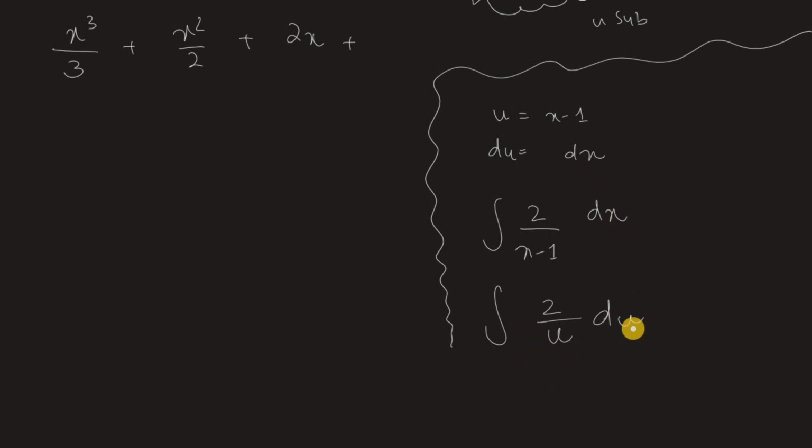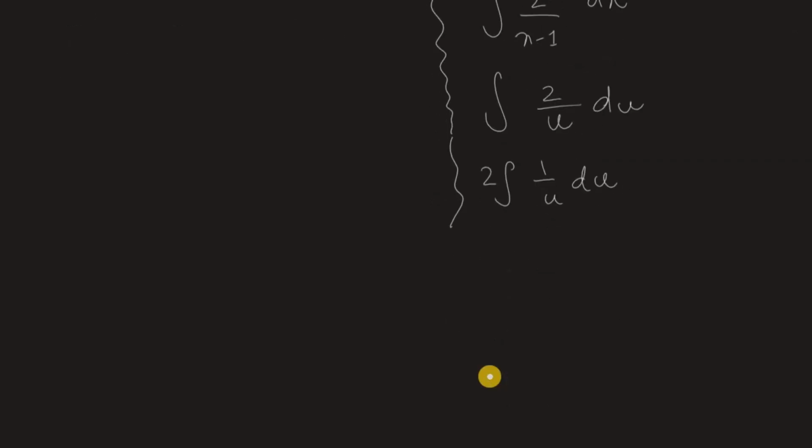Now, once everything has u and du, you can integrate it. Or if you want, you can factor the constant out. So we have a constant over here, 2, so we can factor that out, and then we're left with 1 over u, 1 over u du. And I think you know what's the integral of 1 over u. And yeah, you are right. That's ln of absolute value of u plus c.